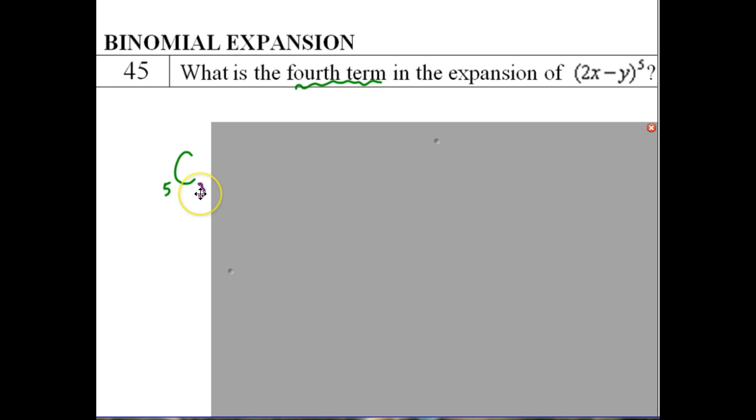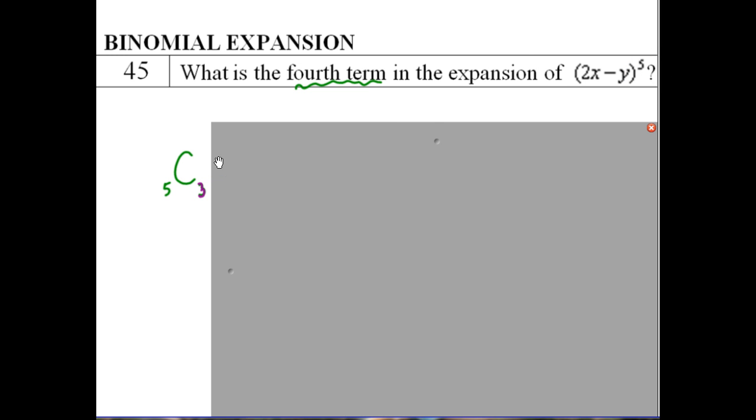Because we start counting from 0, the fourth term has an R value here of 1 less than 4. It's 3. Okay, because we're starting from 0. So it's 0, 1, 2, 3. The fourth term has a 3. And of course it's 5 here for every one of these terms because 5 is the overall exponent.